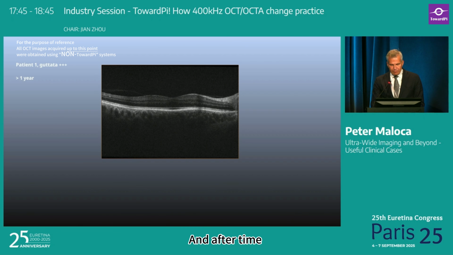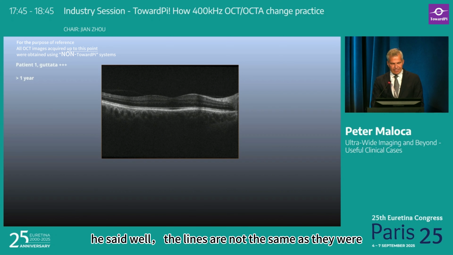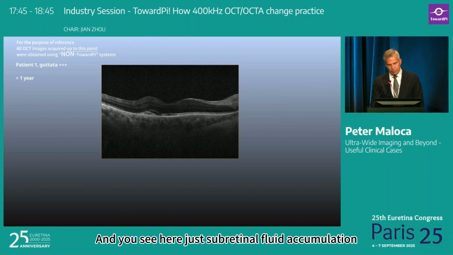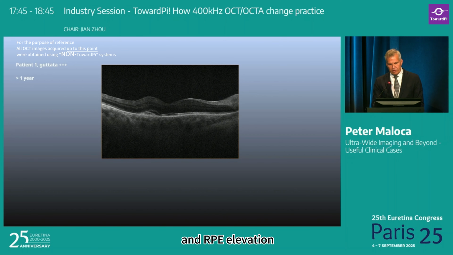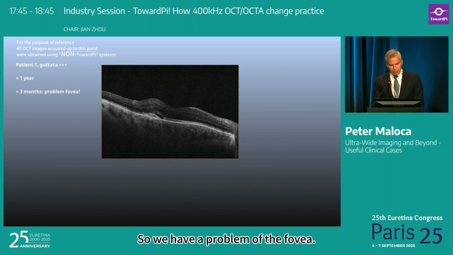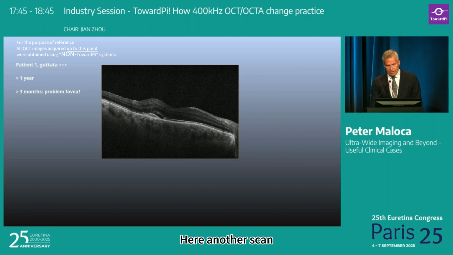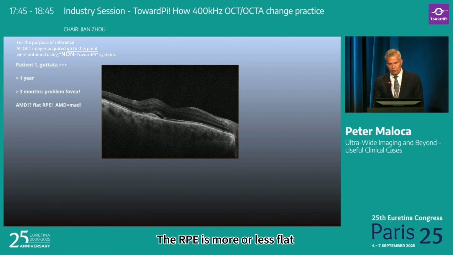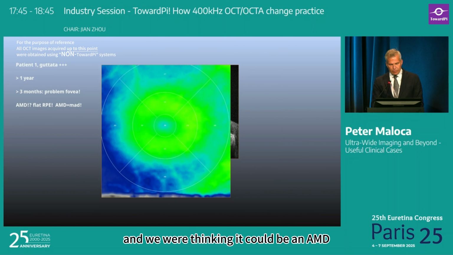And after time, he said, well, the lines are not the same as they were, and you see here the subfoveal fluid accumulation and the RPE elevation. So he had a central exudation. So we have a problem of the fovea here, another scan. One part is missing, and maybe AMD is only one part. The RPE is more or less flat, and we were thinking it could be an AMD.